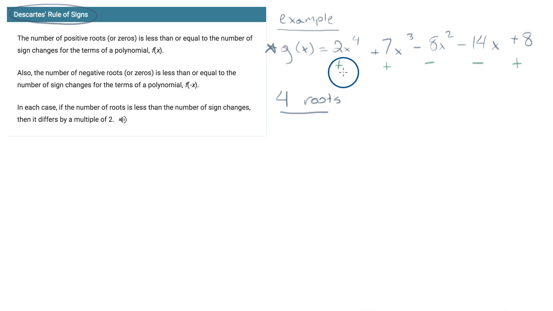As we move from left to right, we go from positive to positive, and then from positive to negative. This represents one sign change. Next, we go from negative to negative, and then back from negative to positive. So we have 2 sign changes represented by the coefficients in our polynomial. That tells us the maximum number of positive roots. So of our 4 roots here, we could have up to 2 positive roots.